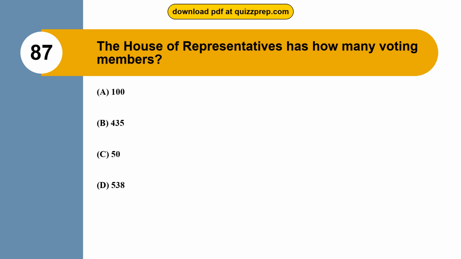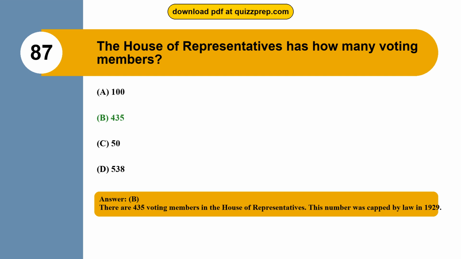Question 87. The House of Representatives has how many voting members? Option A, 100. Option B, 435. Option C, 50. Option D, 538. The correct answer is option B, 435. There are 435 voting members in the House of Representatives. This number was capped by law in 1929.